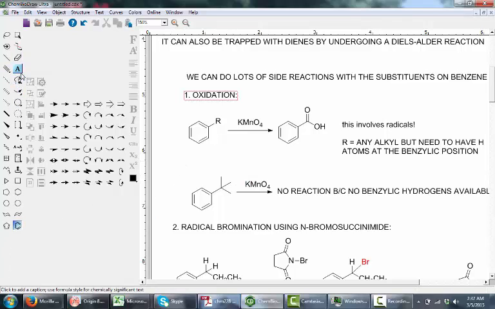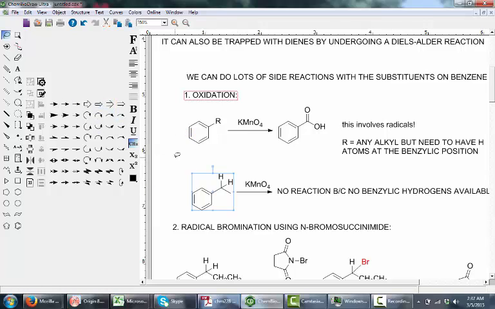So, for example, this tert-butylbenzene here is not going to react with KMnO4 because it has no benzylic hydrogens attached to it. If I put either of these H's on here, now this is going to react to form the carboxylic acid. And I just want to be clear about this.